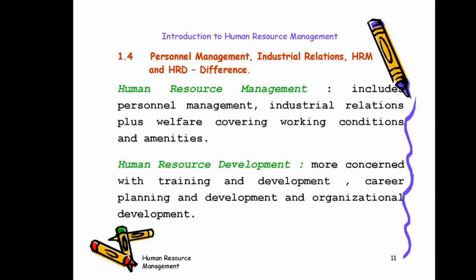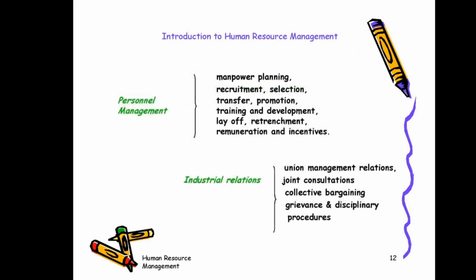And HRD is more concerned with training and development, then career planning and development, and organization development. Please understand these basic differences: what personal management is, what industrial relations is, what HRM does, and what HRD covers. Why is this much weightage given nowadays to these two areas, HRM and HRD? In personal management, they concentrate on manpower planning, recruitment, selection, transfer, promotion, training and development, layoff, retrenchment, remuneration, and incentives. In industrial relations, they talk about union management relations, joint consultations, collective bargaining, grievance, and disciplinary procedures.